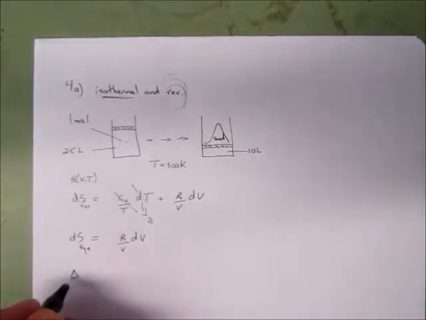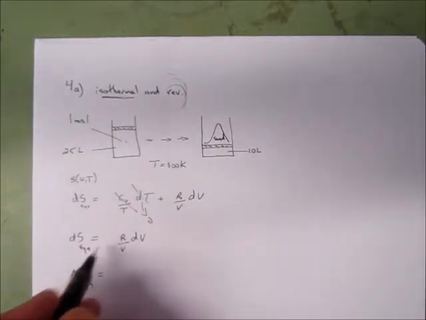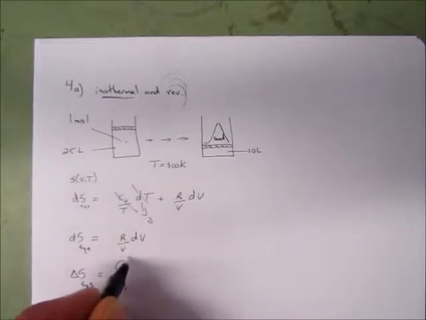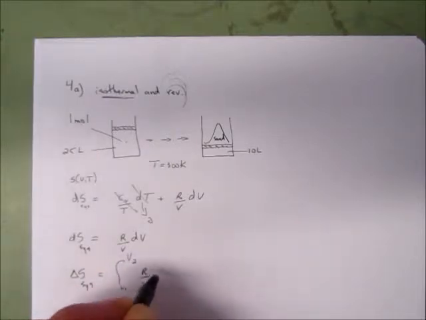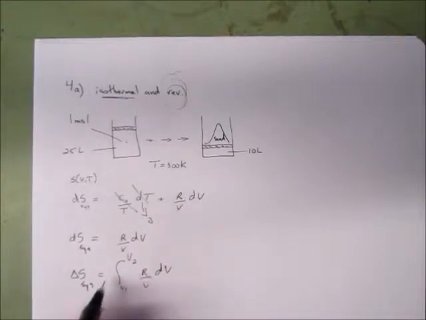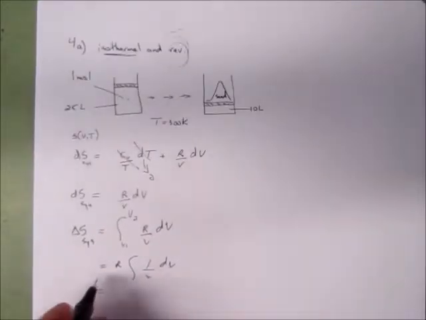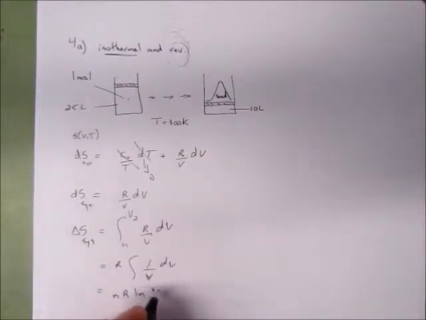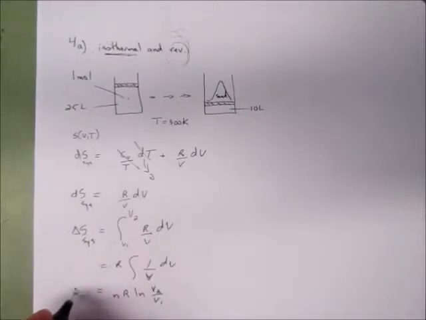If you integrate both sides, you get the change in entropy of the system, and this has to get integrated from V1 to V2, R over V dV. The R comes out, and that will be the integral of 1 over V dV. This is in your notes, that's why I'm speeding this up a bit, just to run through it again. V1 to V2, and we can throw in number of moles if we have it, and we do, so we'll put it in: n R ln V2 over V1.